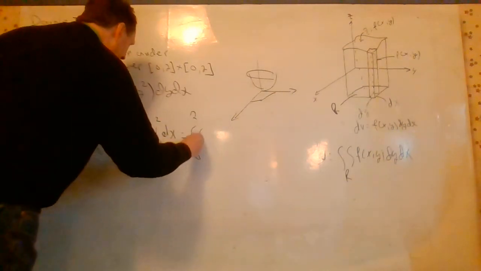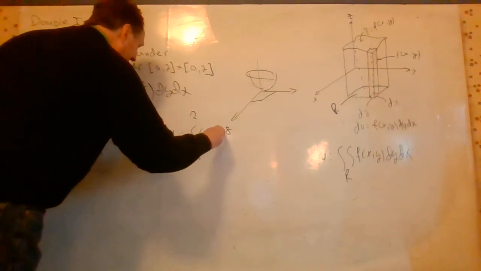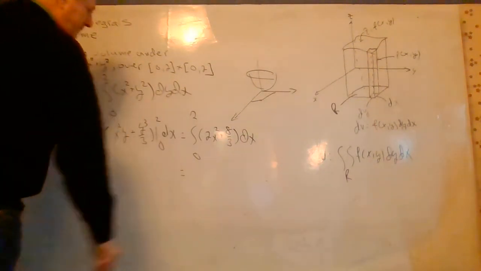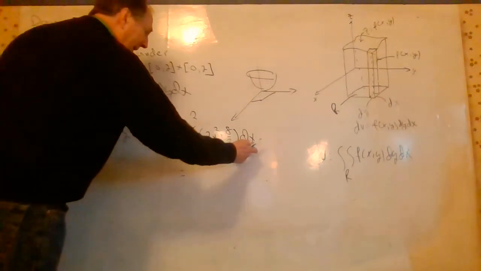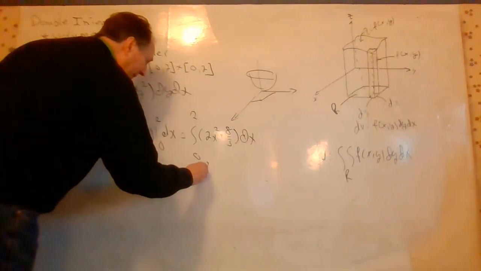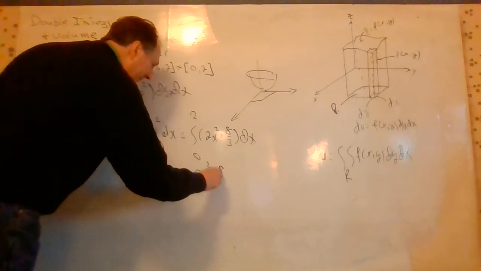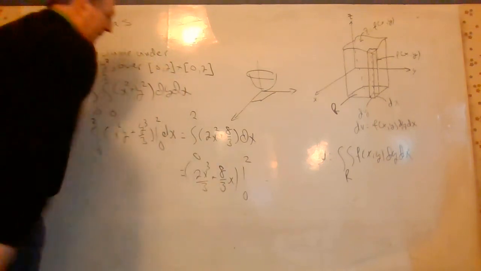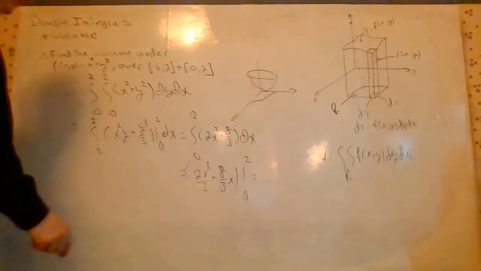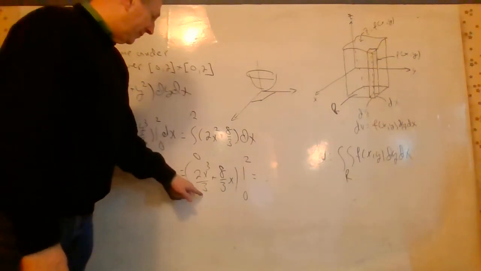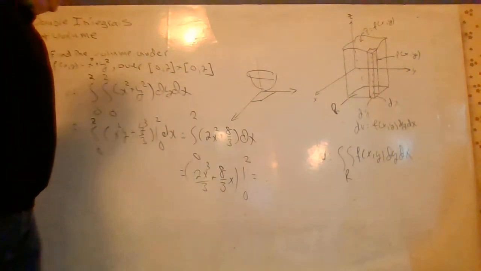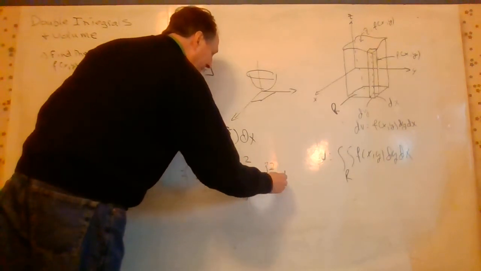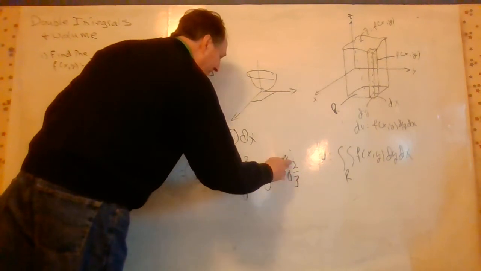Integral 0 to 2, 2x squared plus 8 thirds dx. And now it's just a Calc 1 integral. Okay, and if we plug in 2, we end up getting 16 thirds plus 16 thirds, which ends up being 32 thirds, or 10 and 2/3.